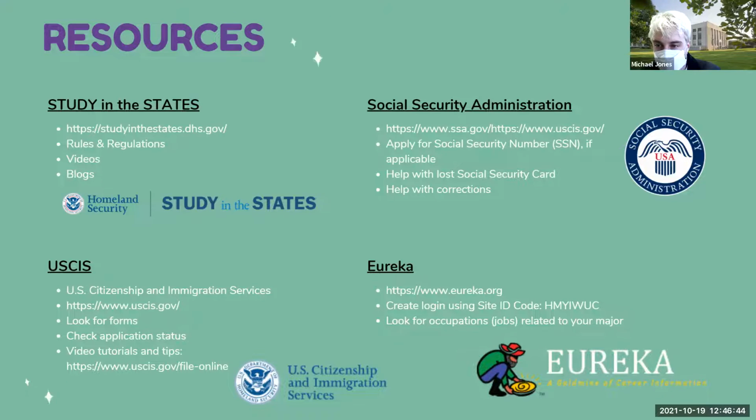USCIS, you'll find the links down there. You can find their online forms and also tutorials and tips. I really think their online system is great, so I recommend that you use that. Eureka is a site where you can look up occupations or jobs related to your major. So if you're not sure what a job related to your major would look like, I recommend that you check out Eureka, and it will give you a head start on where to start your search.